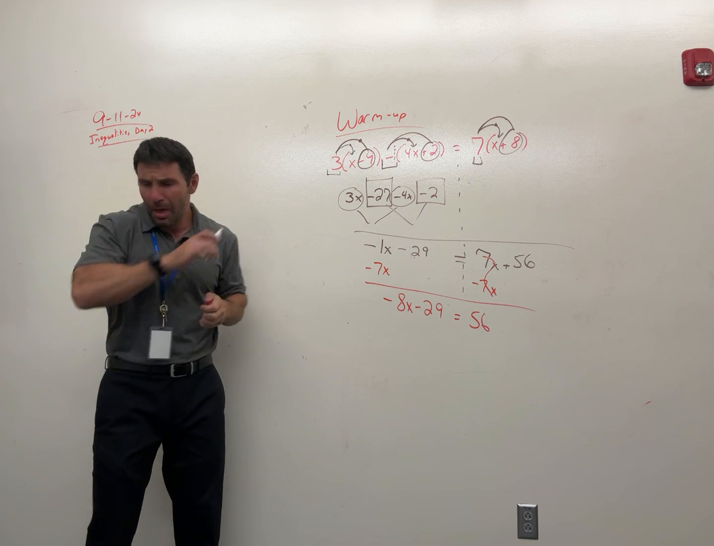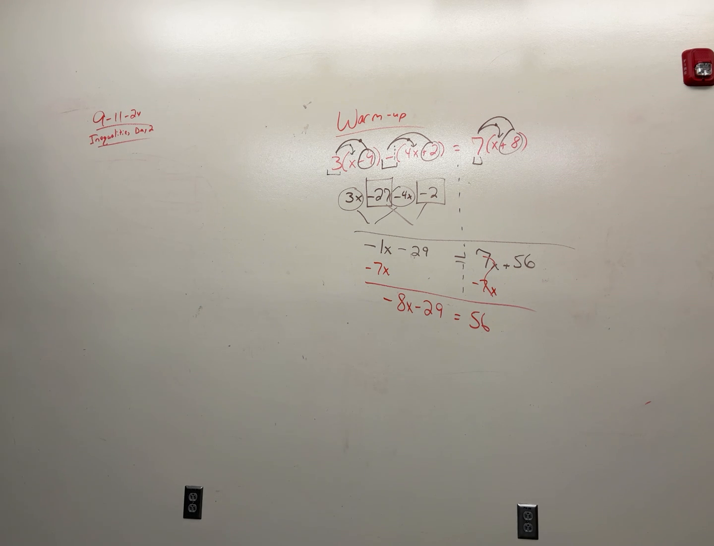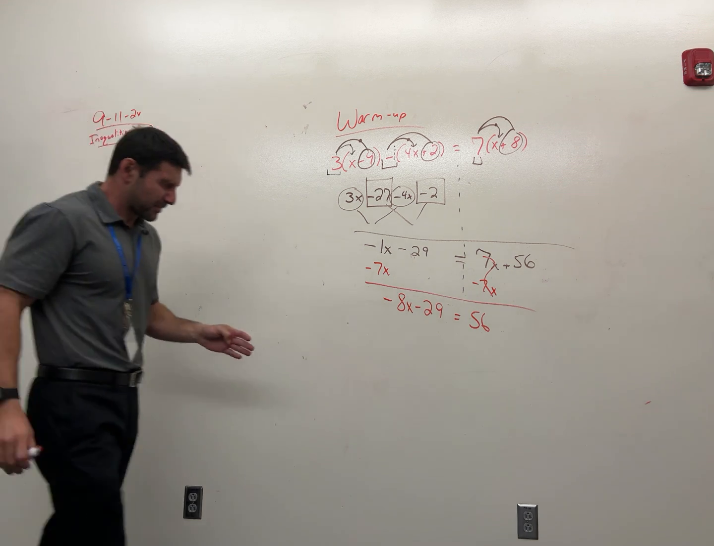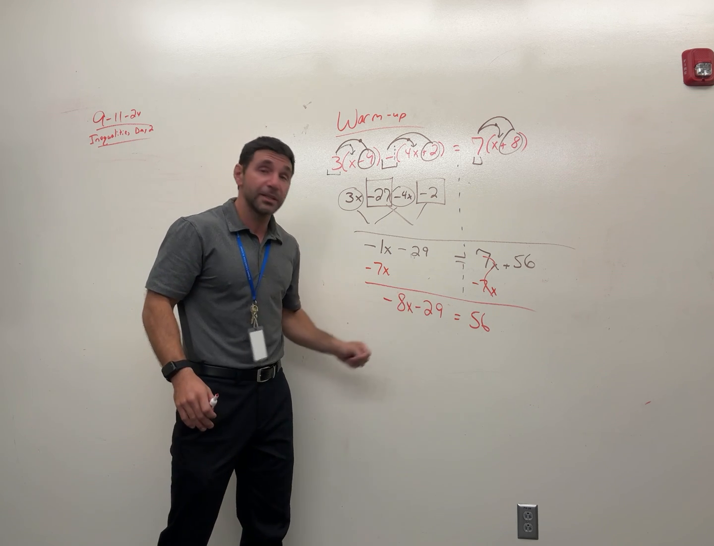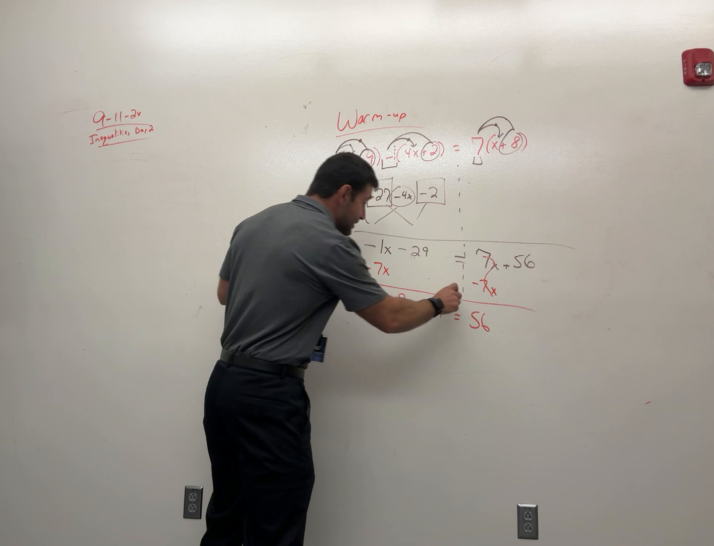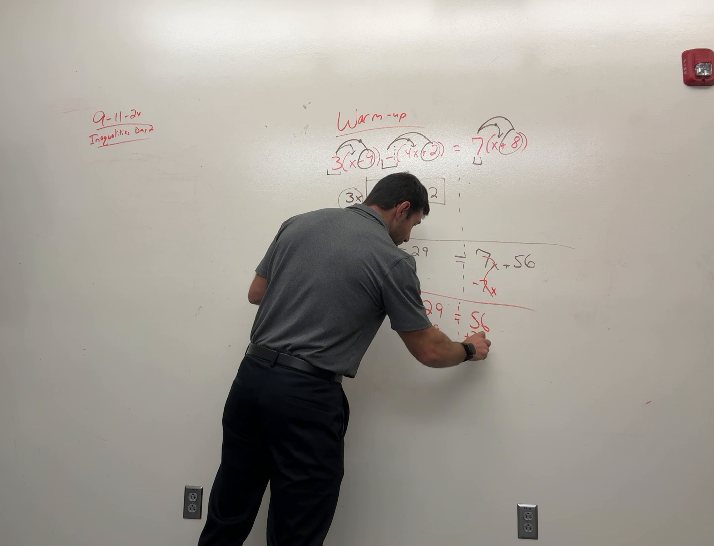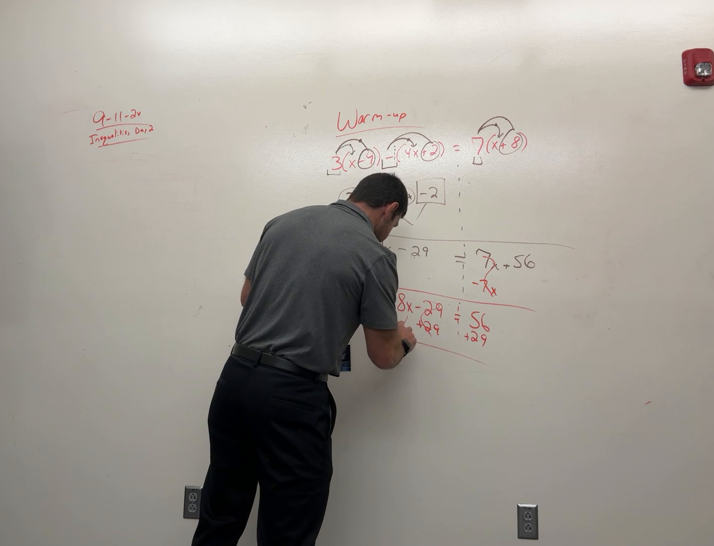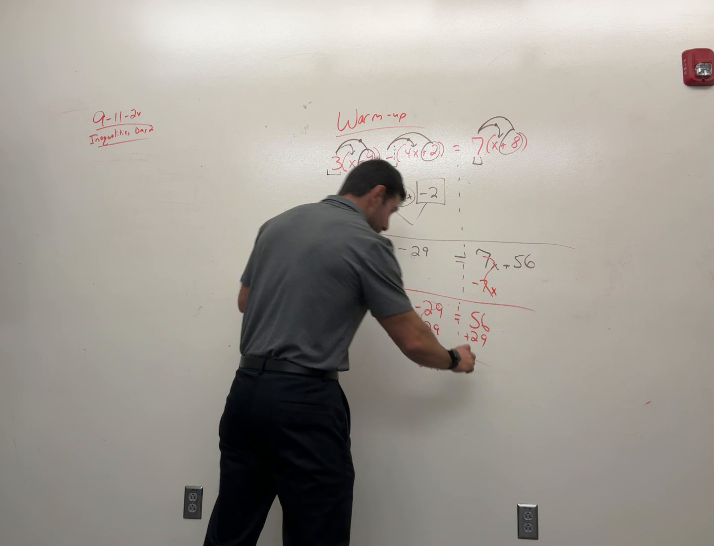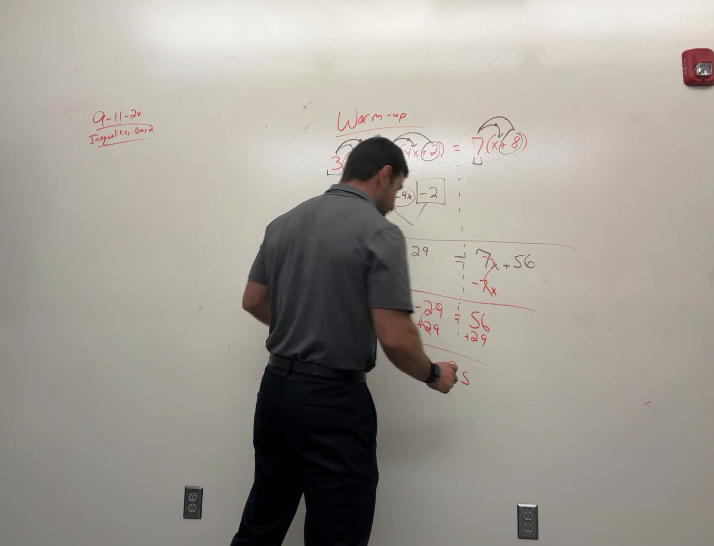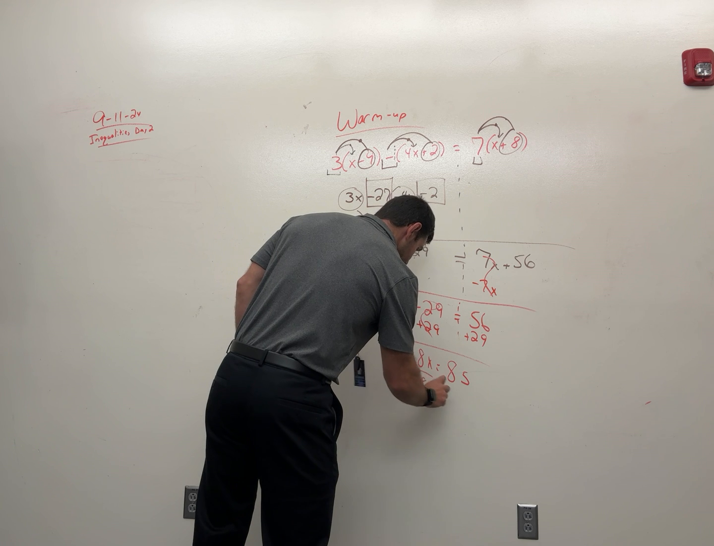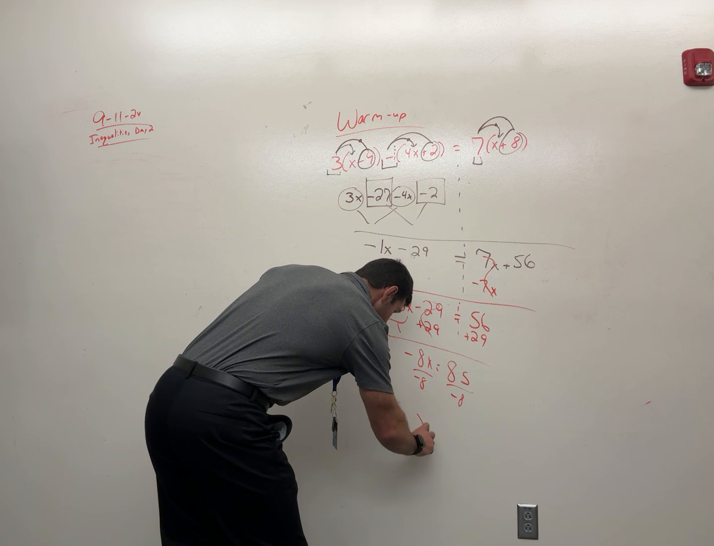Combine constants. Combine constants on opposite sides. So we're trying to get the x isolated, so we need to move the -29. If it's on opposite sides, we do the inverse or the opposite operation. -29, add 29. All of this comes down. -8x equals 85. Is that 85? Yep. Okay. Divide by -8. And I don't believe I can simplify that.